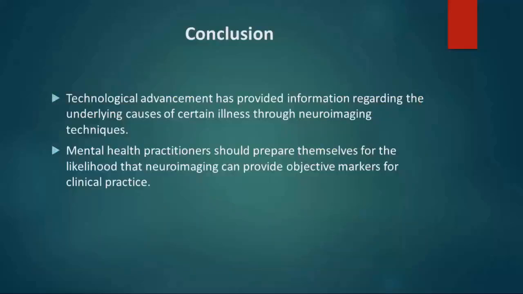So, from what we've gathered so far, PET and SPECT can also aid in diagnosing certain mental conditions. Technological advancement has provided enough information regarding the underlying causes of certain illnesses through neuroimaging. As mental health practitioners, we must prepare ourselves for the likelihood that neuroimaging can provide positive markers for clinical practice. Thank you so much for listening to today's lesson.